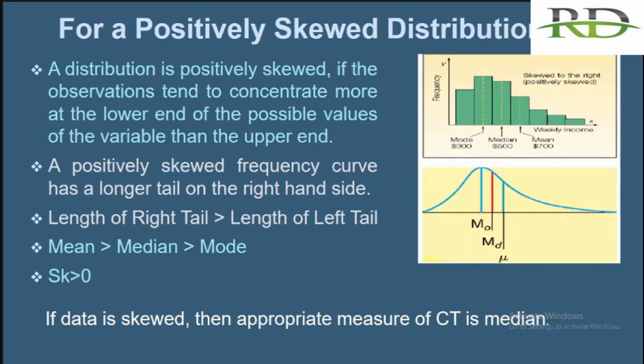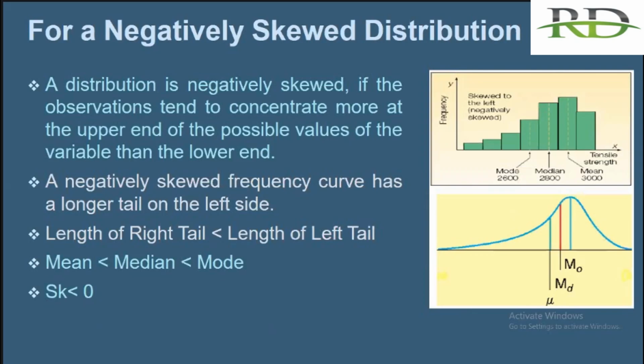If the data is skewed, the appropriate measure of central tendency is the median. I have already discussed this. This is negatively skewed, where you have a longer tail to the left. You have a longer left tail.